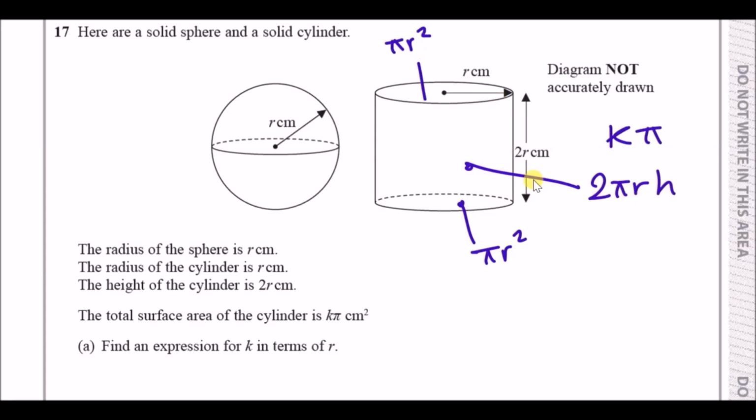Now we're given everything. Because the radius is r, we don't actually have to change these formulas. But because we know the height, which is 2r, we can update this one here. So it'll be 2 pi r times 2r. Now you can just collect the numbers.